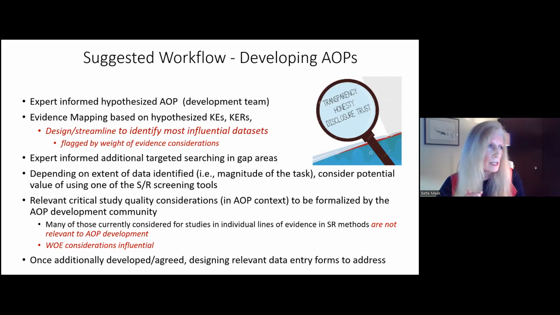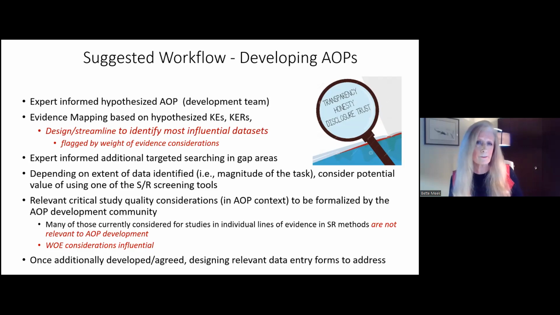And so what we're suggesting currently, based on the input we've received to date and the experience that developers have acquired using systematic review tools in AOP development, as a potential workflow is that you start with the expert-informed hypothesized adverse outcome pathway that's normally hypothesized by the development team, and then do evidence mapping based on the hypothesized key events and key event relationships.